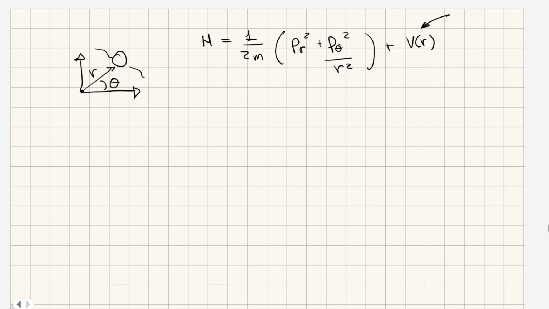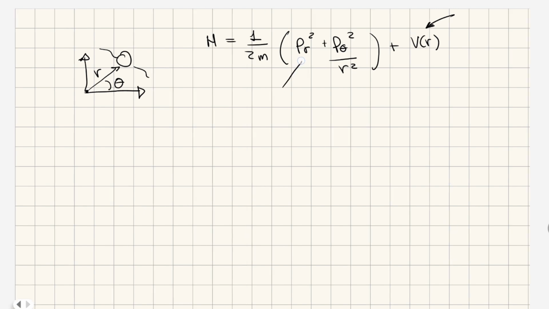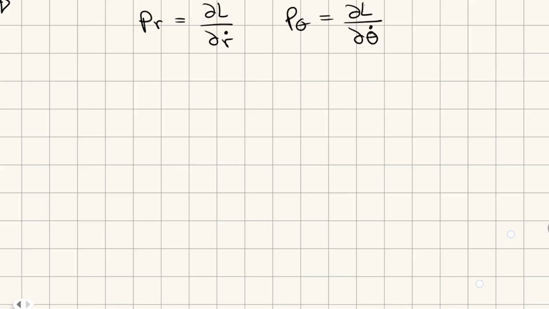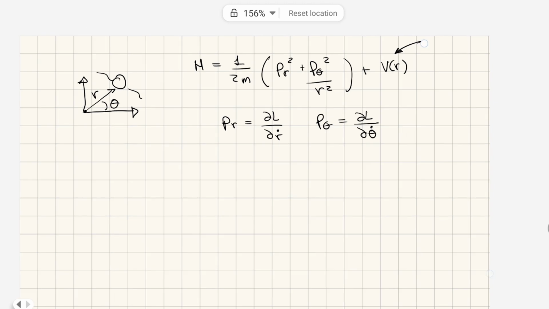Remember that these conjugate momenta, p_r and p_theta, come from the definition of the conjugate momenta in terms of the Lagrangian. This means that p_r is equal to the partial derivative of L with respect to r dot, and p_theta is equal to the partial derivative of the Lagrangian with respect to theta dot. Okay, this comes from the fundamentals of the Lagrangian formalism. So we can construct a Hamiltonian for this mechanical system given by this expression that I just wrote.